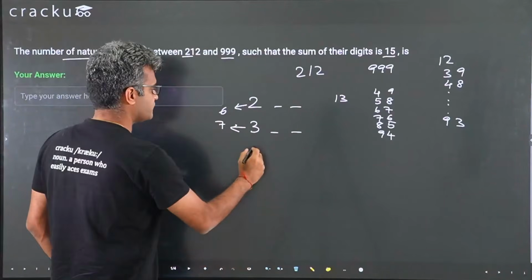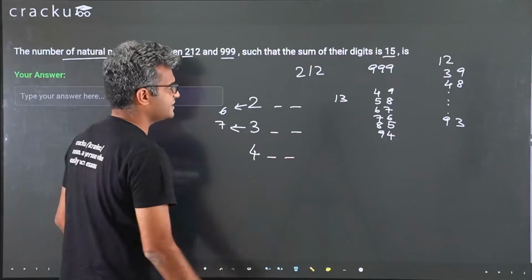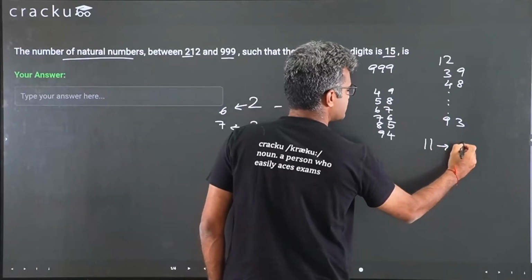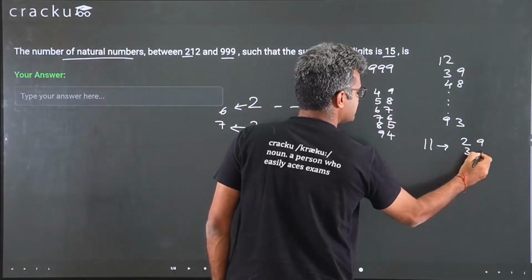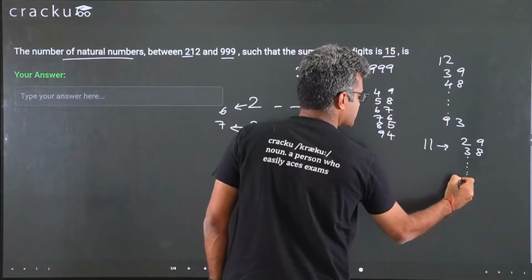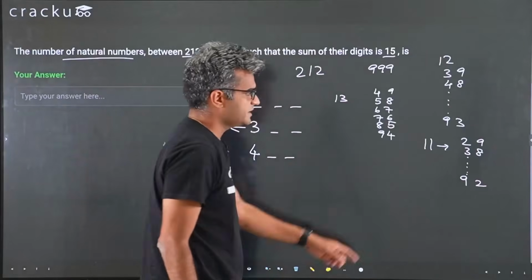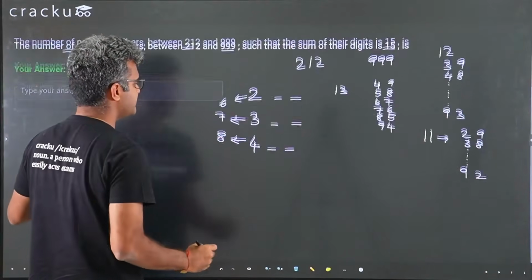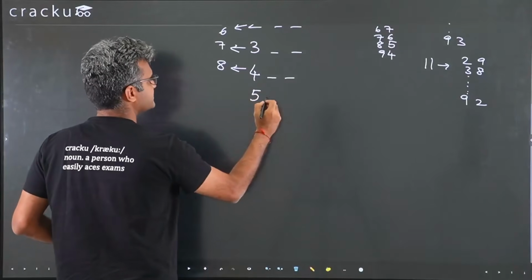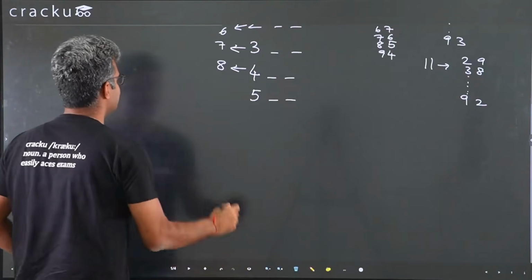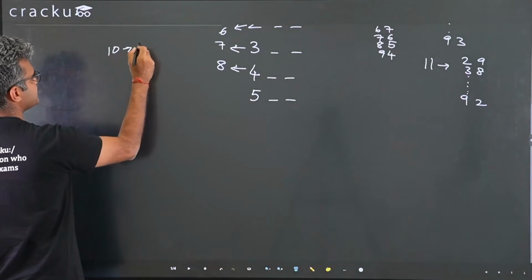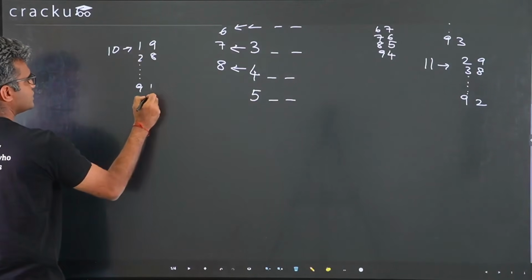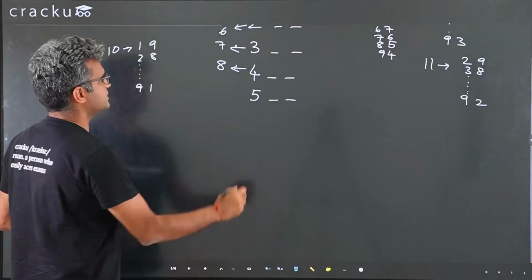If the first digit is 4, the sum of the remaining 2 has to be equal to 11. So this has to be either 2 plus 9 or 3 plus 8 or and so on, up to 9 plus 2. Here there are 8 cases possible. Similarly, if the first digit is 5, the sum of the remaining 2 has to be 10. So it is either 1 plus 9 or 2 plus 8 or and so on, up to 9 plus 1. So there are 9 cases possible.